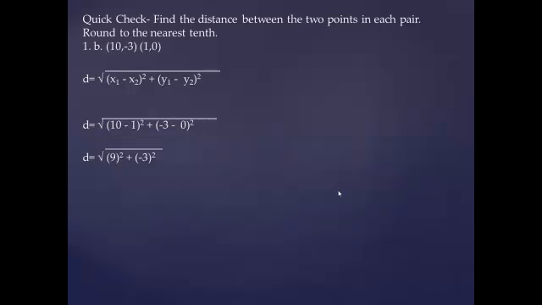We solve what's inside the parentheses. 10 minus 1 is 9, so we have the square root of 9 squared, plus we have -3 minus 0, which is -3, so we'll have that -3 squared. 9 squared is 81, and -3 squared is 9, so we're going to now add those two together. So we are going to end up finding the square root of 90. Again, we're going to want to round our answer to the nearest tenth. And when we take the square root of 90, we are going to get 9.5 units. If you need more time, now's your chance to pause the video.